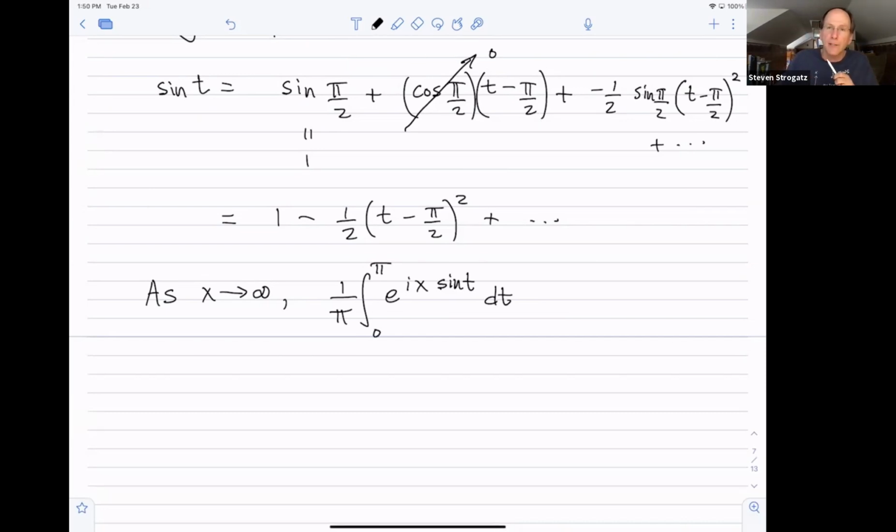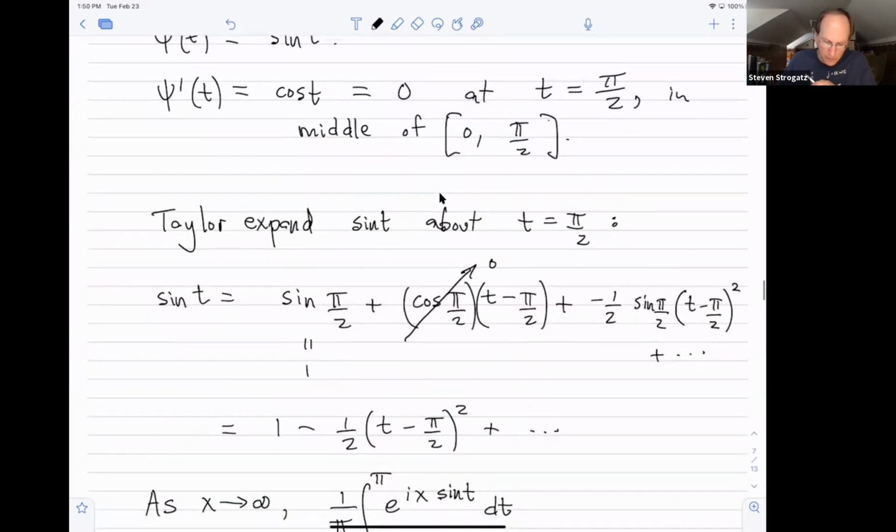So I'm just going to respond to something in the chat here. Let's see, it should be 0 to pi. Did I make a mistake somewhere? I said up here in the middle of 0 to pi over 2. Thank you. Good, appreciate that.